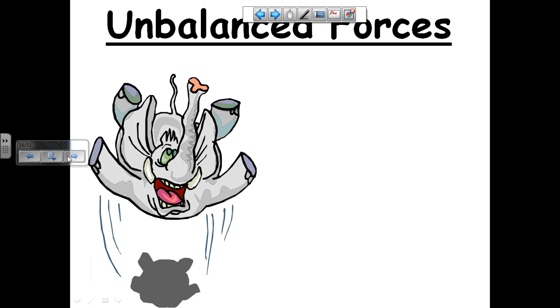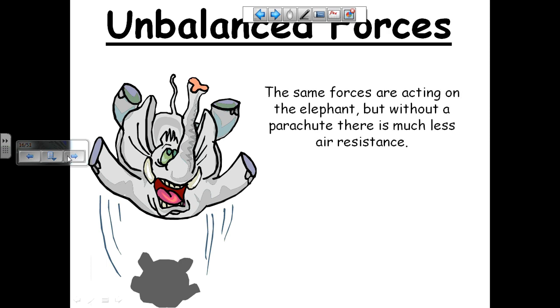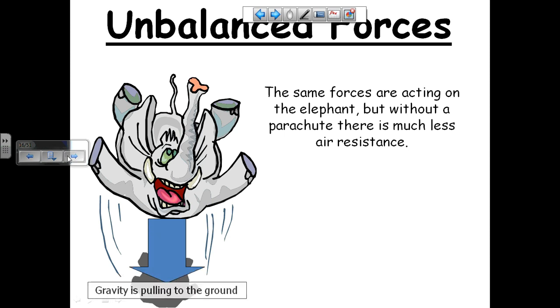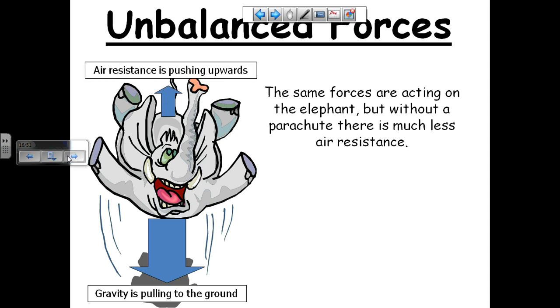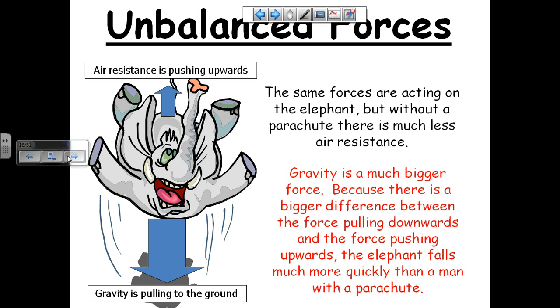Okay. Here you have an elephant that is falling to the ground, but this time there's no parachute. So there is much less air resistance. You have gravity that's pulling the elephant to the ground. And then of course you do have air resistance that's pushing upwards. Not as much as we had with a parachute. There's going to be less here. Gravity still is a bigger force.